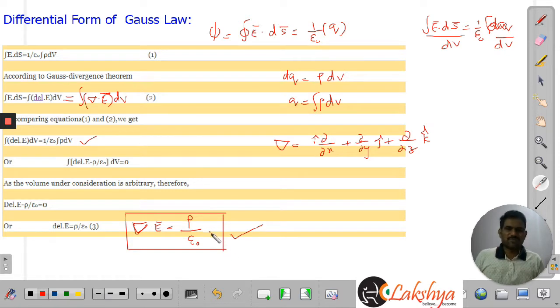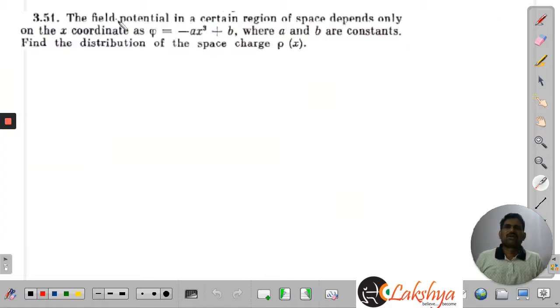So this is a differential form here, and there is some importance for the differential form. There will be some problems based on this differential form, right? So remember this is the differential form: del dot E bar is equal to rho by epsilon naught, where the operator del is given by dou by dou x i cap plus dou by dou y j cap plus dou by dou z k cap, right? And now let us see some applications based on this.